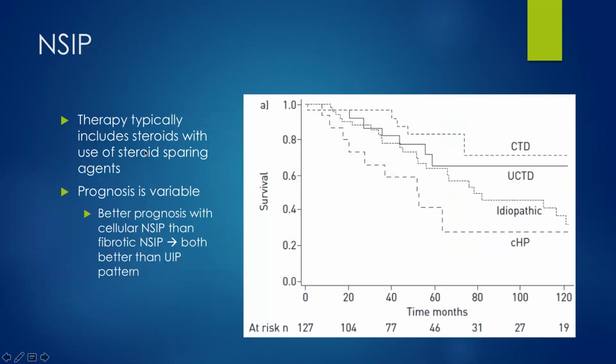Usually these patients will do well with steroids. Sometimes you have to use some of those other drugs, like we said, Cellcept, Imuran. And like we said, the more inflammatory stuff is, the better that people do.